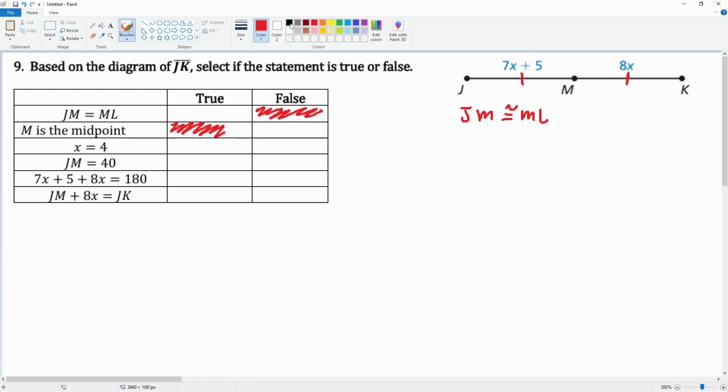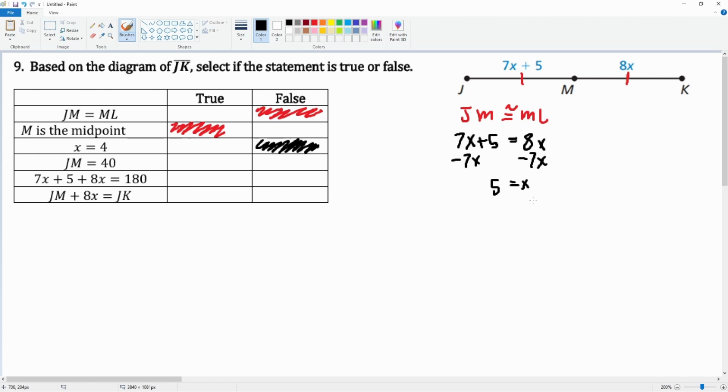Is x equal to 4? Well, that is if we plug it in and solve. Let's see. JM is equal to 7x plus 5. That equals 8x. So minus x from both sides: 5 is equal to x. Oh, that is false. x is equal to 5.